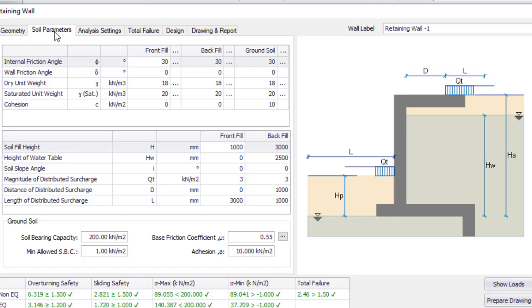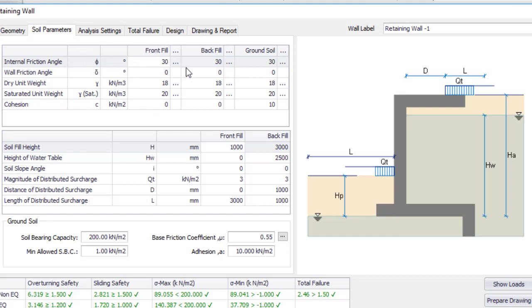Actually, you have three kinds of soil. You can have a front fill, you can have a back fill, and you can have a ground soil. Front fill is the soil you have at this side. Then back fill is the soil you have at this side. Then ground soil is basically the soil at the bottom of the base. All right, so this side is just about the property of the soil.